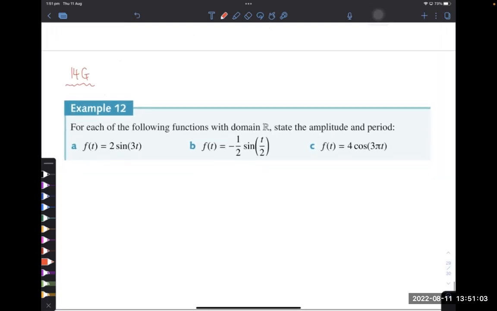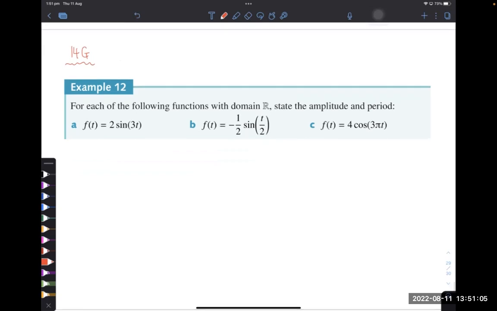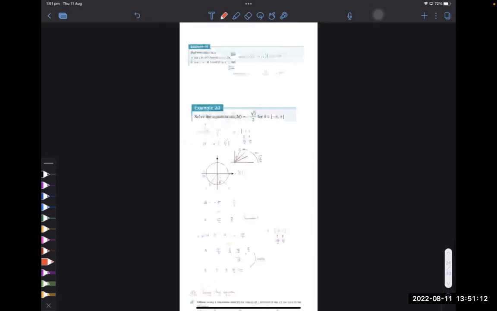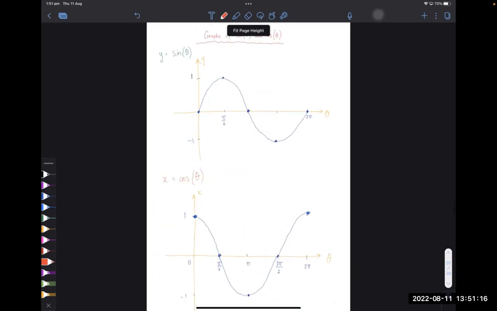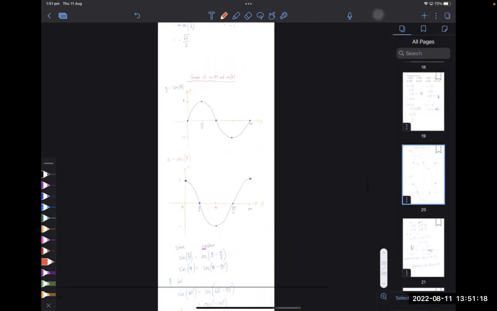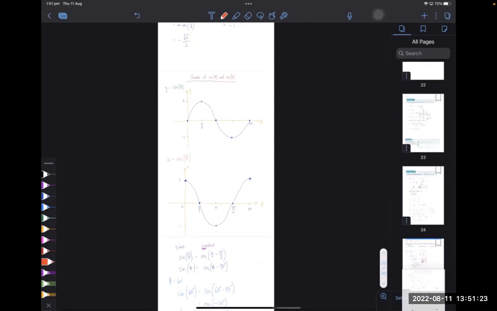So 14G here. It says we want to state the amplitude and period for each of these. Now, I might go back up to these graphs here, and I'll bring that note way back down to the bottom. So it's our latest set of notes.